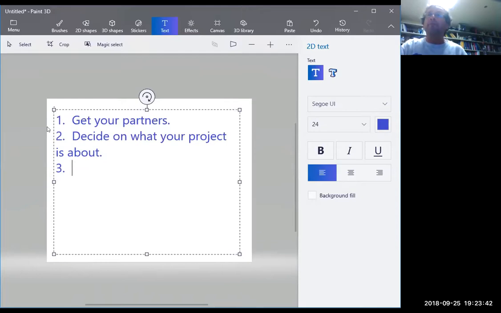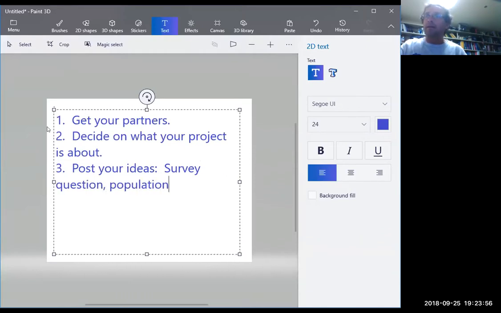Okay, step 3, post your ideas. And those are survey question, population, client, sampling technique, on the discussion forum.